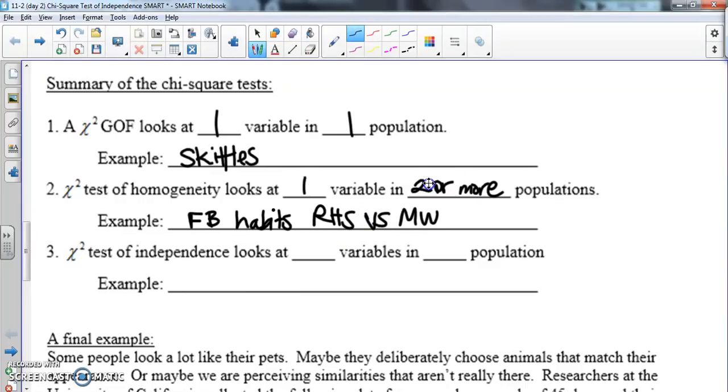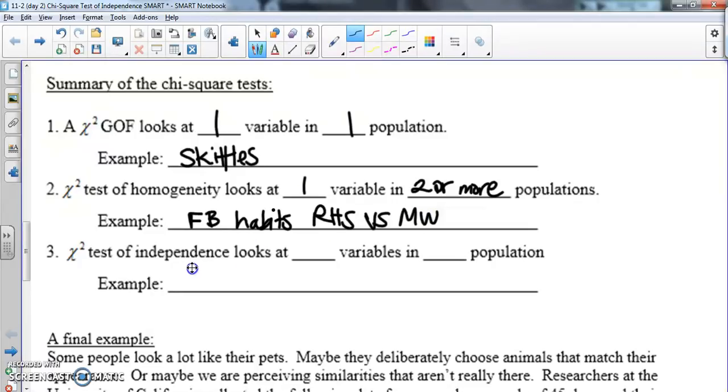Now, we only did two populations, but I could have, if I wanted to, interviewed people at Golden West and at El Diamante and had four populations and looked at the Facebook habits between all of those. The key here, though, was I was only interested in looking at one thing, Facebook habits, but I'm comparing that one variable between two or more populations.